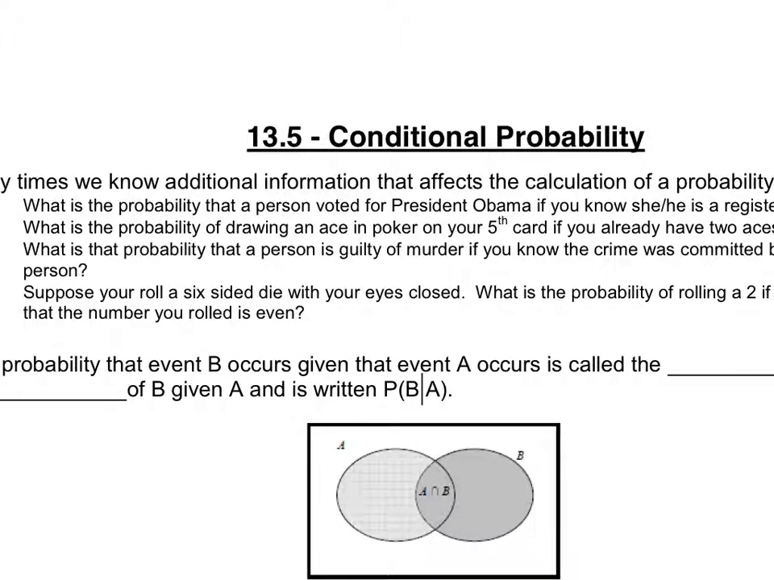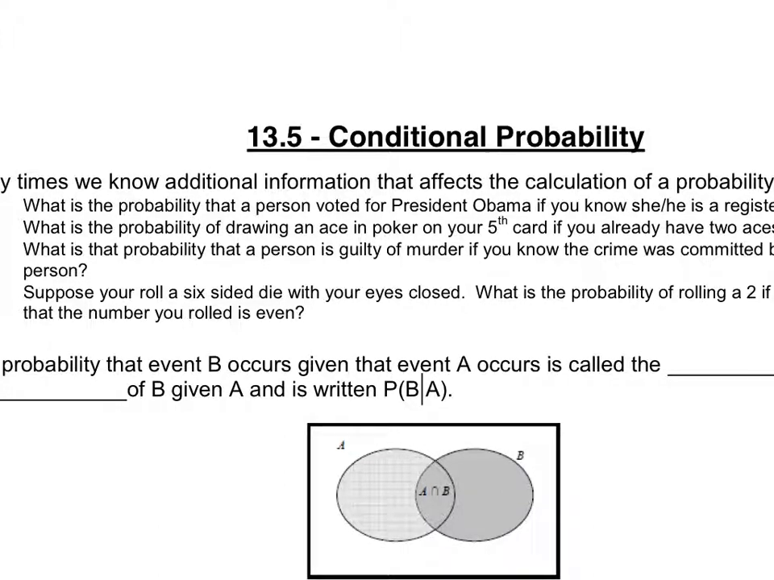So today we're going to talk about conditional probability, and it's exactly what the name says. It's the probability of something happening when a particular condition already occurred. For example, what is the probability that a person voted for President Obama if he or she was already a Republican? So you know that this person is a Republican. What's the probability that they voted for Obama?